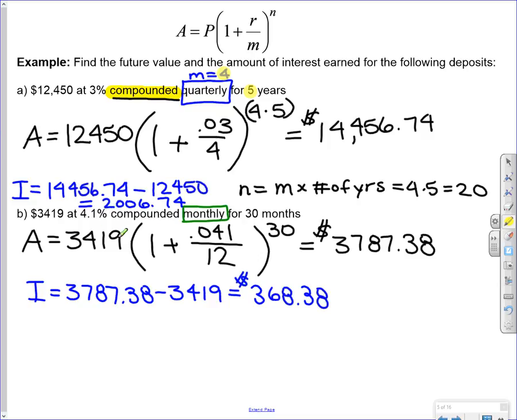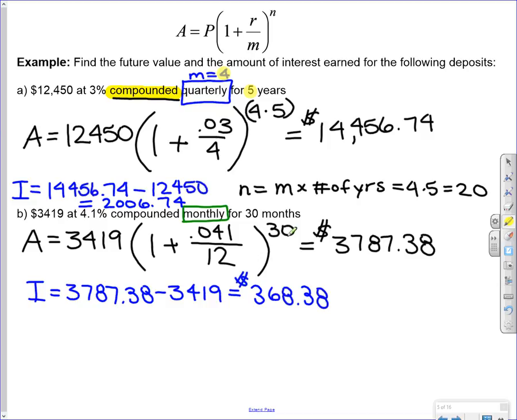So I'm going to have 3419 times 1 plus, this becomes 0.041 divided by 12, because monthly means it occurs 12 times a year. If it compounds every month, there are 12 months in a year, so it would compound 12 times a year. And then we're doing this for 30 months. So up here, when we think about how many periods it is compounded, if it's compounded every month and it's in the bank for 30 months, then it's going to be compounded 30 times, once in every one of those months. So that's how we would figure that one out.